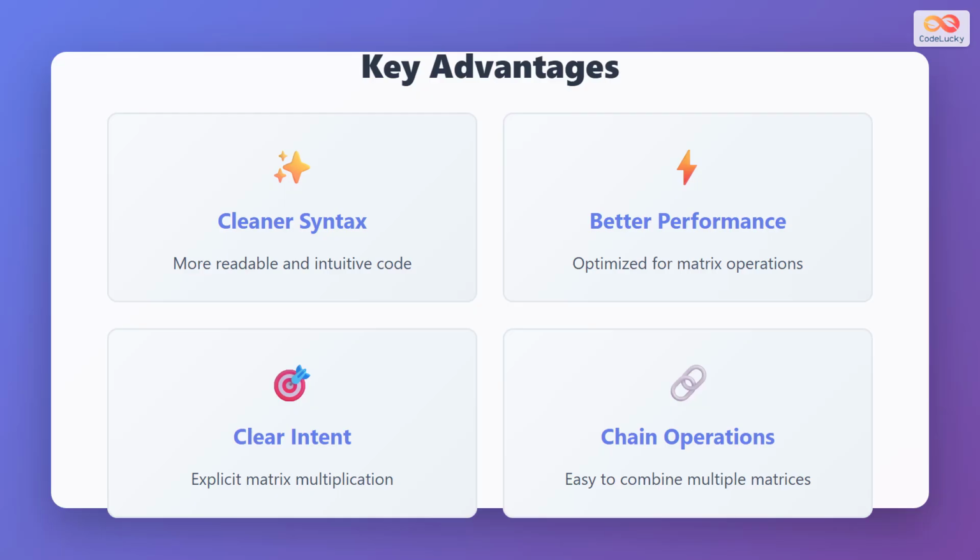The @ operator offers several key advantages. First, it provides cleaner syntax, making your code more readable and intuitive. Second, it delivers better performance because it's optimized specifically for matrix operations. Third, it shows clear intent, explicitly indicating that you're performing matrix multiplication. Finally, it makes it easy to chain operations when you need to multiply multiple matrices together in sequence.